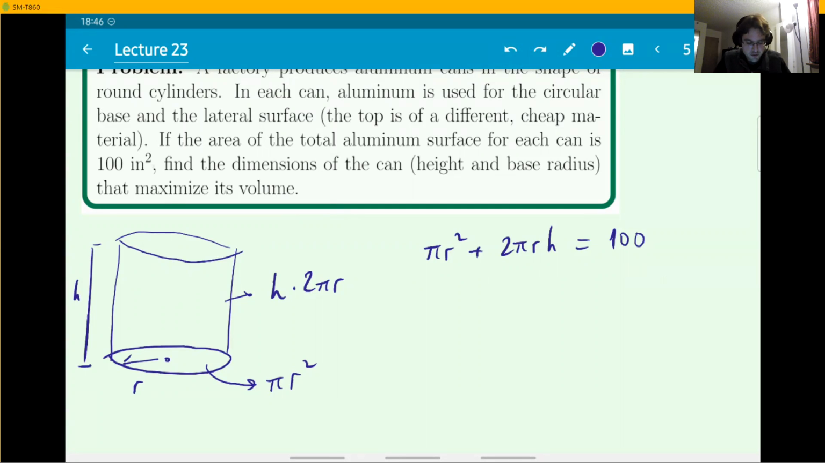It's easy to imagine that this is something that a factory might want to do, actually. You don't want to use too much material, but you probably want to make your cans hold as much volume as possible, or maybe vice versa. You want to minimize the material. This type of problem appears in real life.